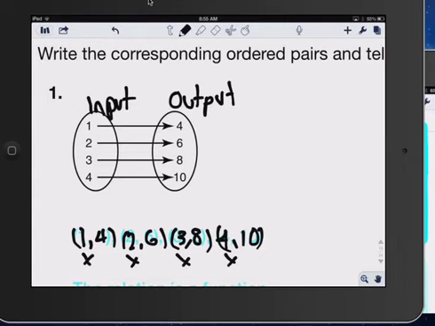Okay, now, the input is the X, right? The output is the, what variable is the output? Y. This is ordered pair of X, Y. Because there's only one output, there's one input to one output. Do you see your domain, the X? None of them is repeating, is it? 1, 2, 1, 2, 3, 4. 1, 2, 3, 4.